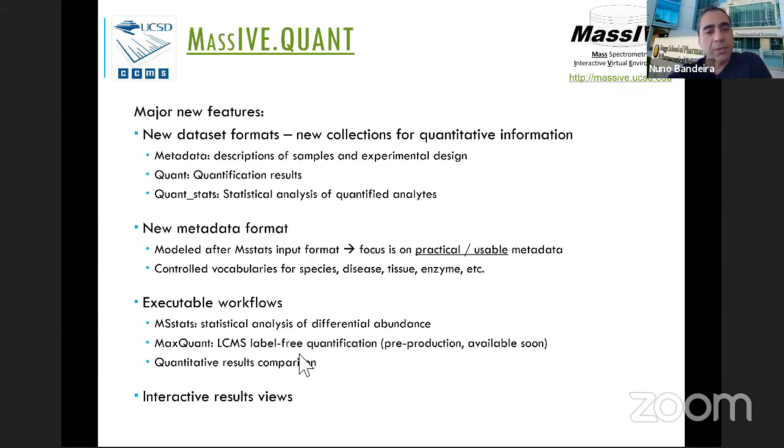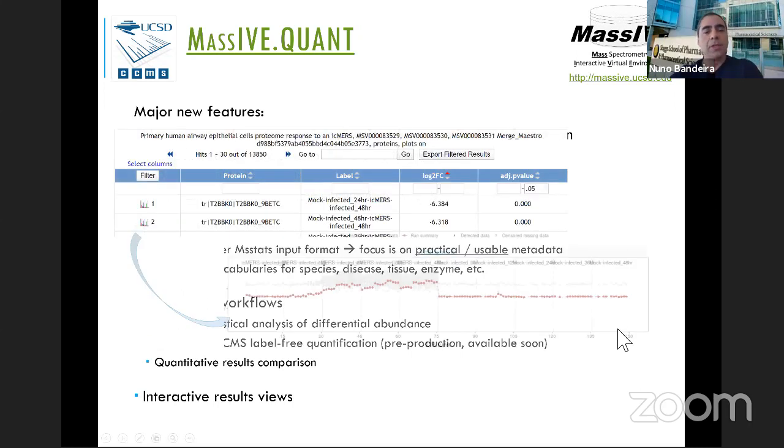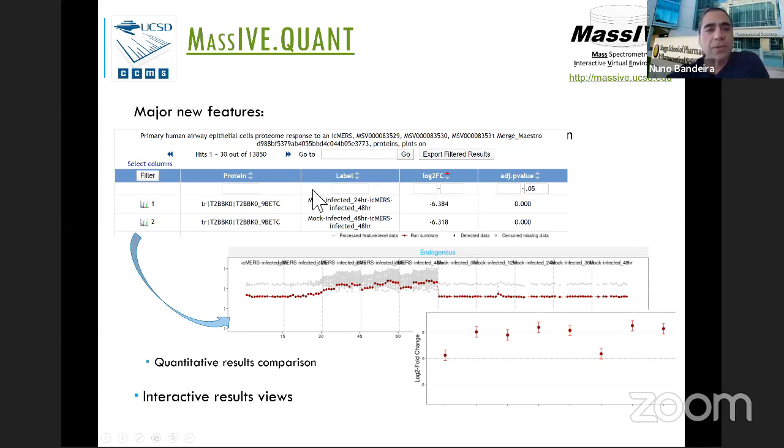Once you have several results available, you can do results comparison also at the quantitative level, and we'll probably have time to hear about some of that today. And there are interactive results views in the system to allow you to interact with the data. So let me see if I can move this forward. There you go. So when you get your MS Stats results, they're shown in a table that you can filter and sort by. You can filter by p-value, sort by fold change.